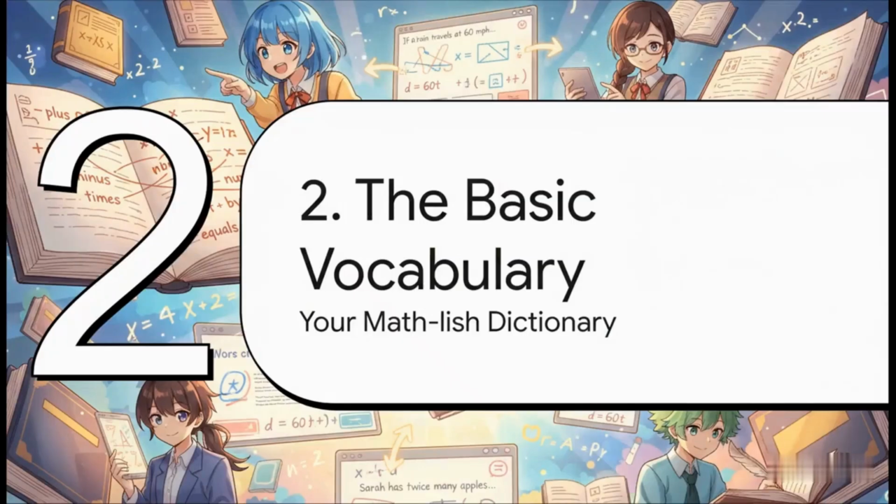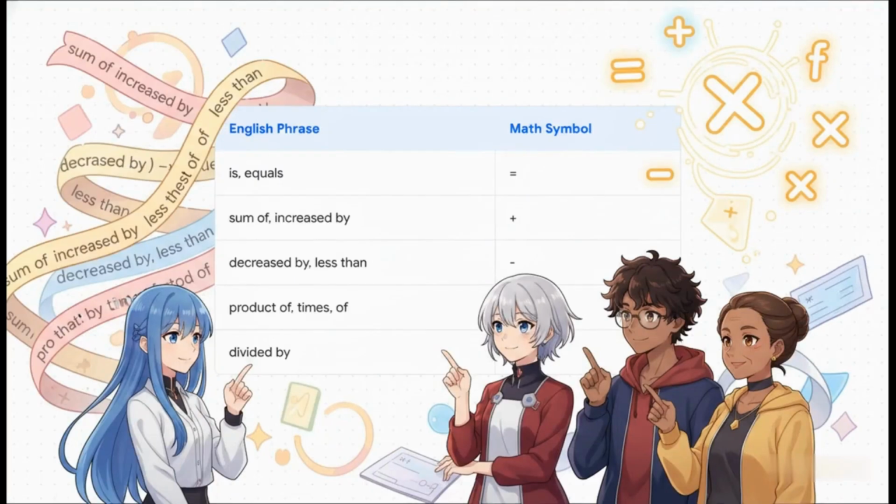So how do we start learning any new language? We build up a basic vocabulary, right? So let's put together a quick and easy dictionary for the most common words you're going to see in Mathlish. And you'll see it's actually super straightforward. Words like is, equals, results in, they all just become an equal sign. See a phrase like sum of or increased by? That's just a plus sign. Product of or times? A multiplication sign. Oh, and watch out for this sneaky little one, the word of. It almost always means you need to multiply. This right here is our official cheat sheet.